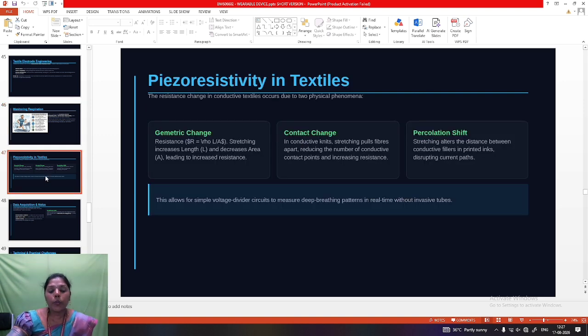Next topic is piezo-resistivity in textiles. The physical phenomena are: first, geometric change, then contact change, and percolation shift.